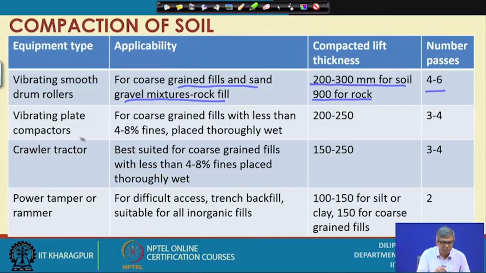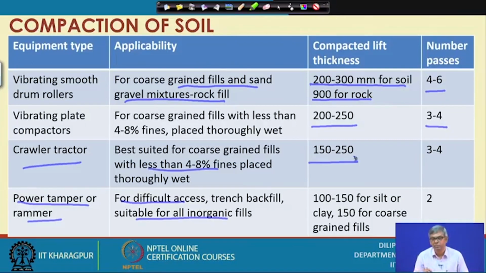Vibrating plate compactors are used for coarse-grained soils with less than 4 to 8% fines, with a lift thickness of 200 to 250 and 3 to 4 passes. Then crawler tractors, power tampers and the like have some more applications. They have a lift thickness of 150 to 250 with 3 to 4 passes, 100 to 150 for silt or clay with 2 passes, and again 150 for coarse-grained soils, also with 2 passes.